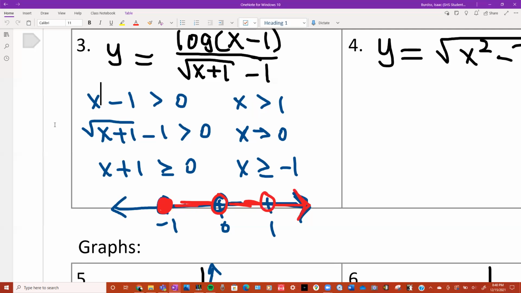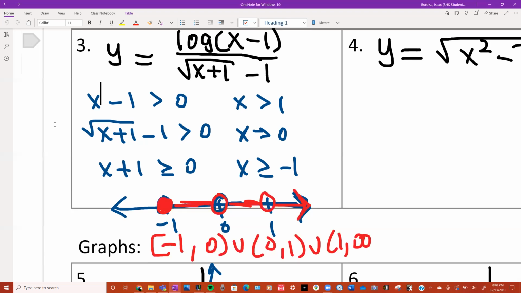So that therefore would mean -1 to, not to infinity, sorry, to 0, then 0 to 1, then 1 to infinity. That's a little tricky, but that's how that is sometimes.